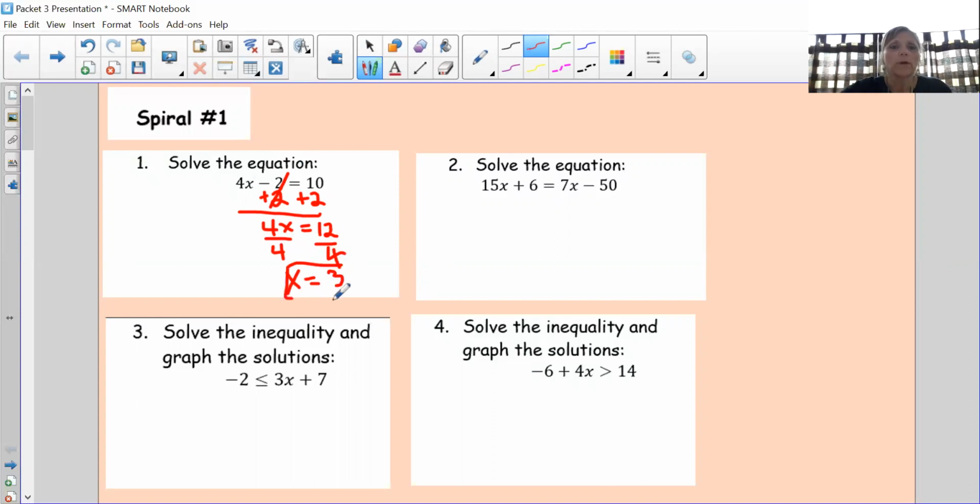And put a box around your answer. Make that a little better. Okay, remember you're graded on the work as well as the answer, so make sure you show work.